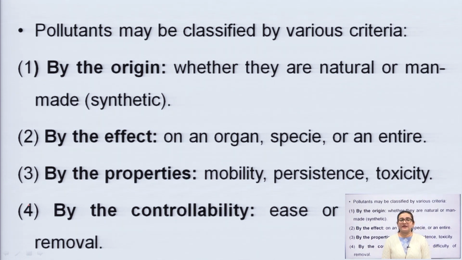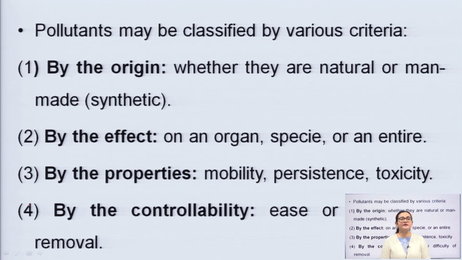So, now let us study the types of pollutants, right. Pollutants may be classified by various criteria, like by the origin, by the effect, by their properties, by their controllability. By the origin, whether they are natural or man-made. What do you mean by man-made? Man-made means synthetic. So, by the origin, pollutants can be natural or synthetic or semi-synthetic. Semi-synthetic means natural components turned into synthetic derivatives.